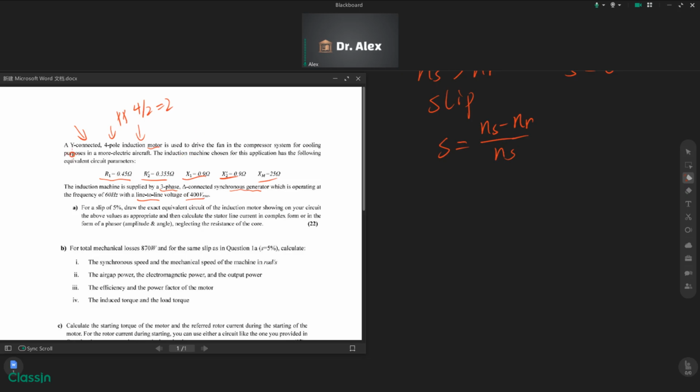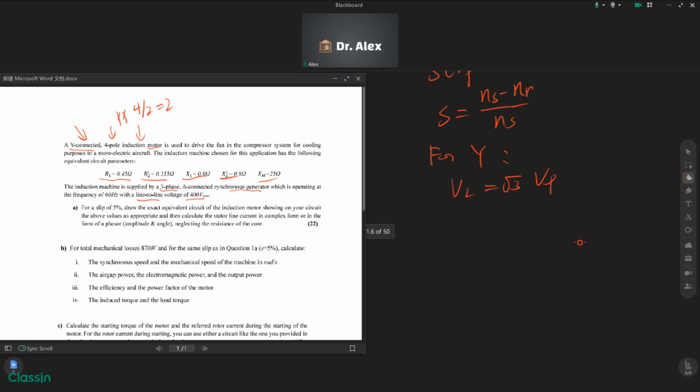So as a star structure, this is a line voltage, which means for Y structure, the line voltage is square root 3 of the phase voltage, and the line current is equal to the phase current. Okay, let's look at question A.